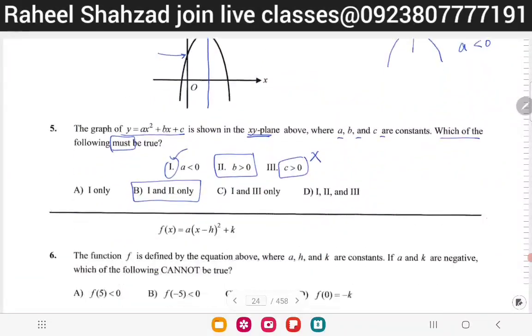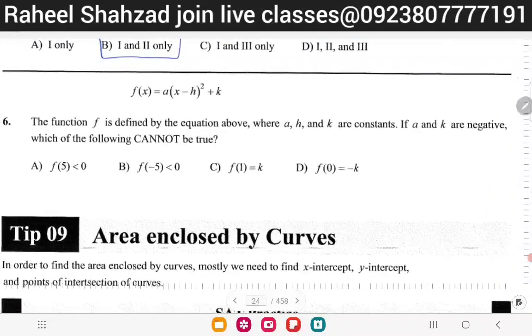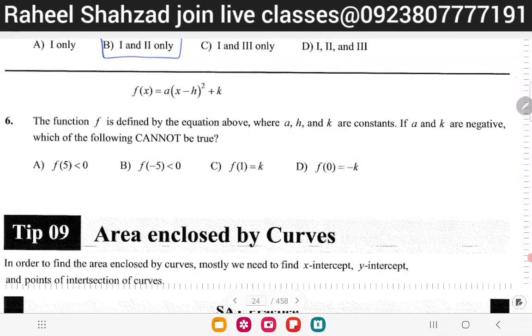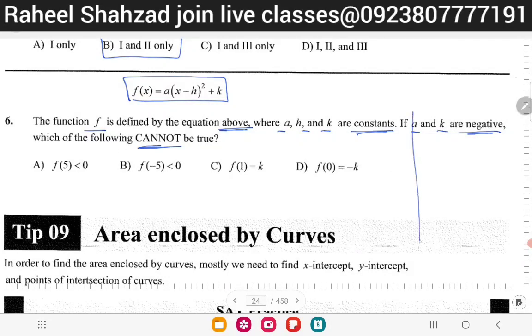And at the end, question number 6, it says we have a function f of x equals a times (x minus h) whole square plus k. Now listen carefully. It says the function is defined by the equation above, where a, h and k are constants. If a and k are negative, which of the following cannot be true? Hold on. If they say a is negative, that means it's opening downward, and k is negative, that means your vertex is (h, k). That is for sure negative, lying below the x-axis.